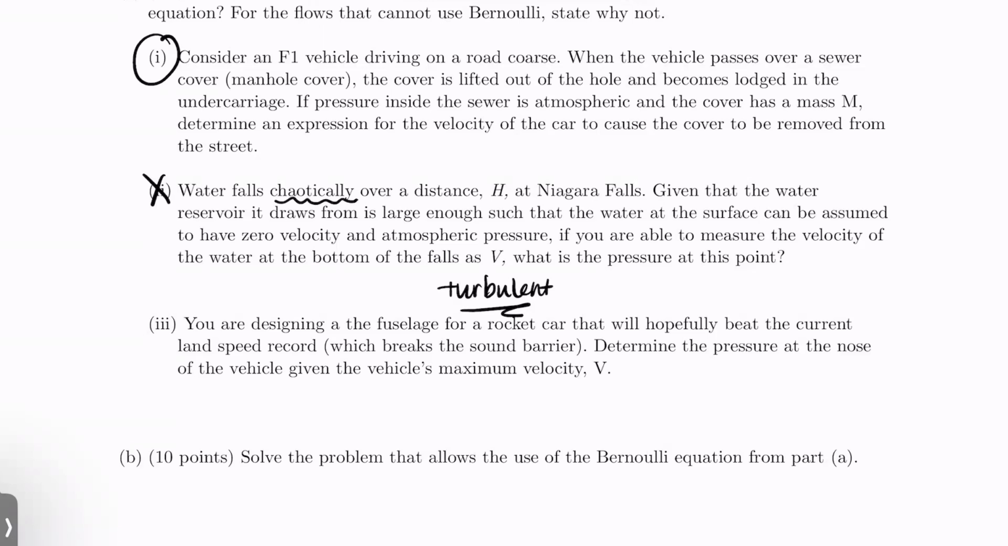Okay, third choice is you are designing the fuselage for a rocket car that will hopefully beat the current land speed record, which breaks the sound barrier. Determine the pressure at the nose of the vehicle given the vehicle's maximum velocity v. So this one, we're going fast enough that we're breaking the sound barrier, which means the velocity is above Mach 1. So this is definitely compressible. Okay.